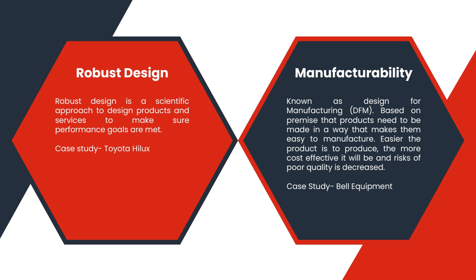Okay, then we go on to robust design. And what is a robust design? I'll share some examples with you. But basically, robust design is a scientific approach to design any product or even a service to ensure that performance goals are met. So it's basically making sure that you minimize any sort of variation, you can use the product for various conditions, and you try to maximize the product life.